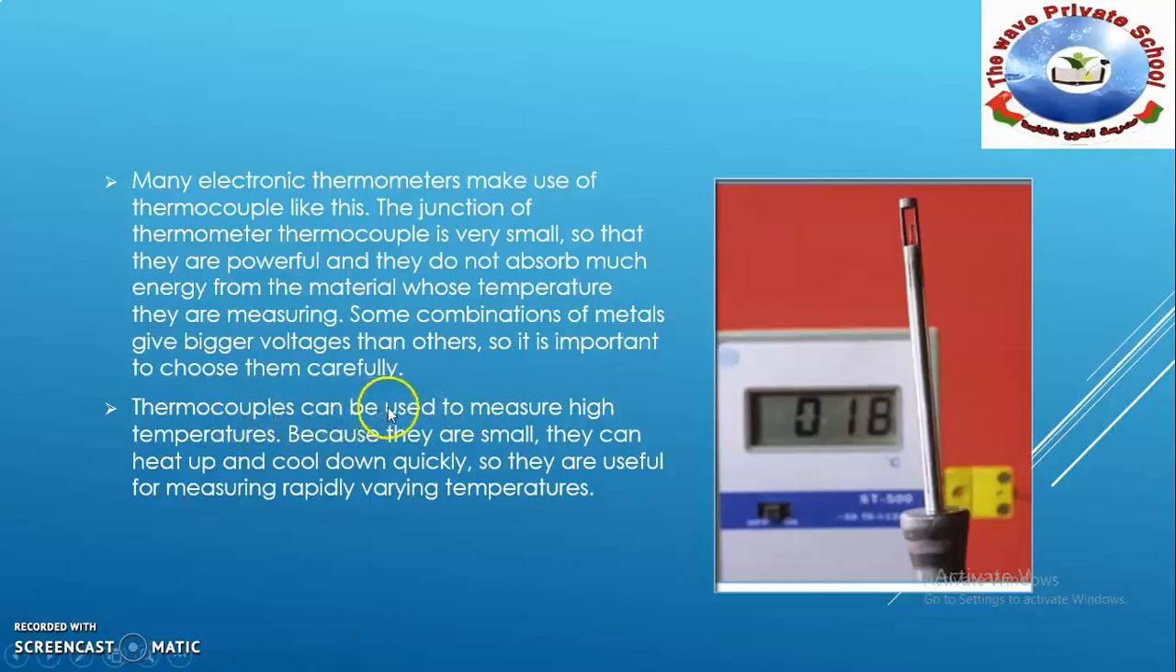Thermocouples can be used to measure high temperatures. Because they are small, they can heat up and cool down quickly. So they are useful for measuring rapidly varying temperatures.